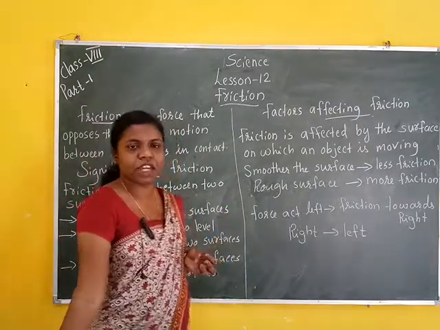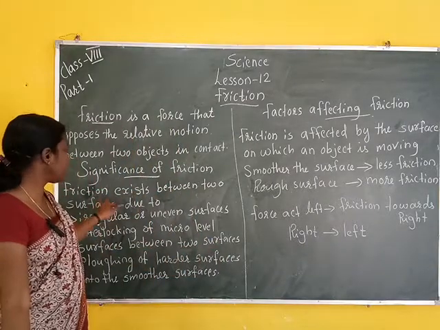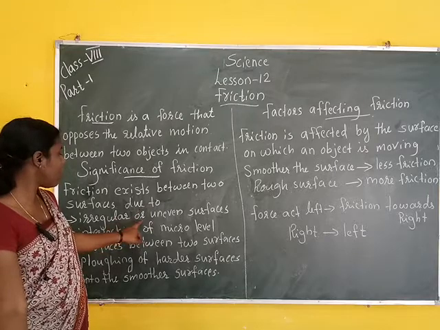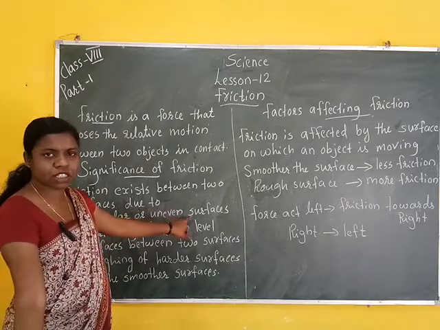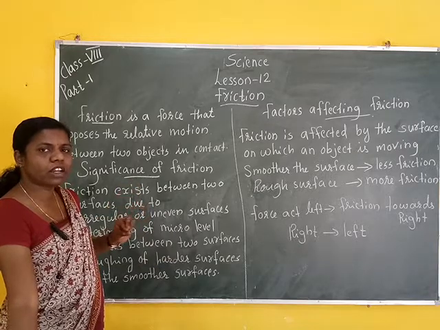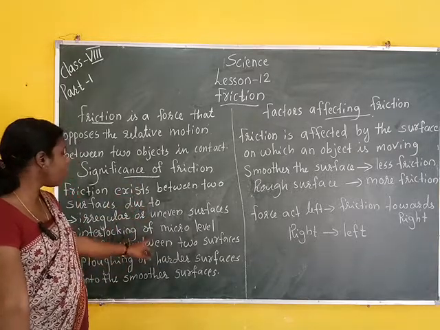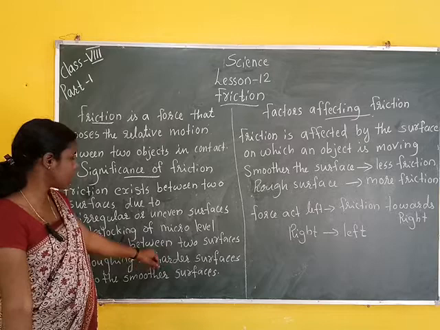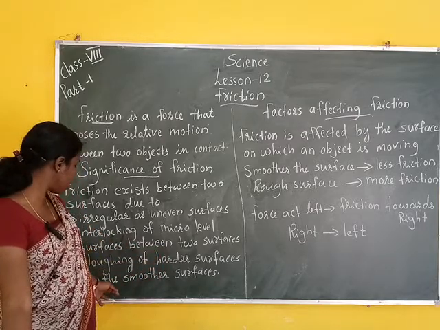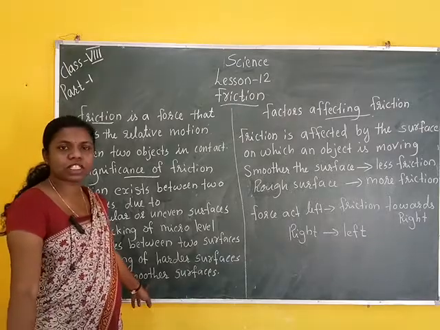What is the cause of friction? Friction exists between two surfaces due to irregular or uneven surfaces. That means friction is related to irregular or uneven surfaces. There is interlocking of micro-level surfaces between the two surfaces, and the harder surface flows into the smoother surface.